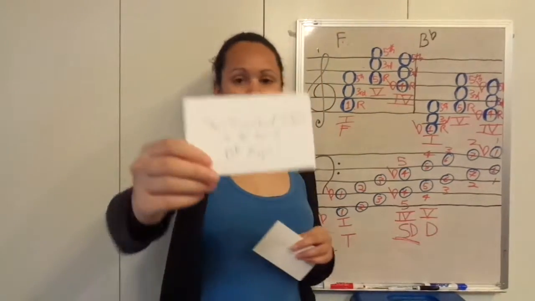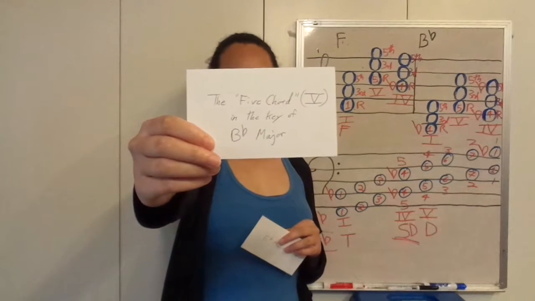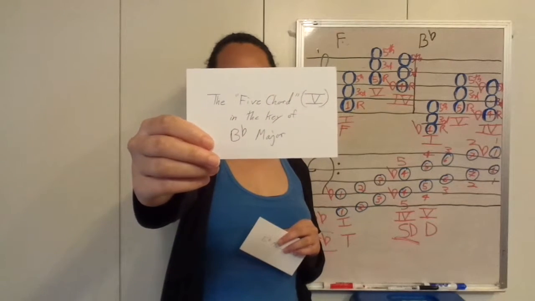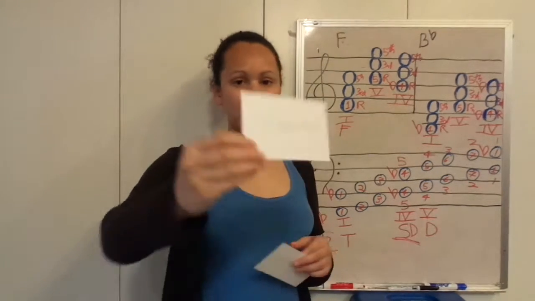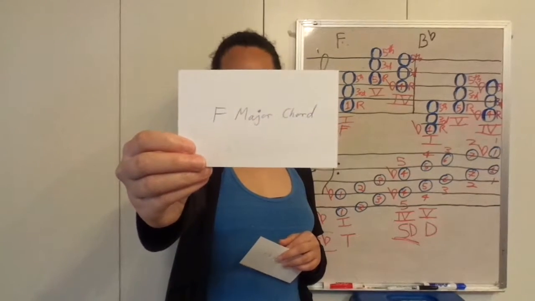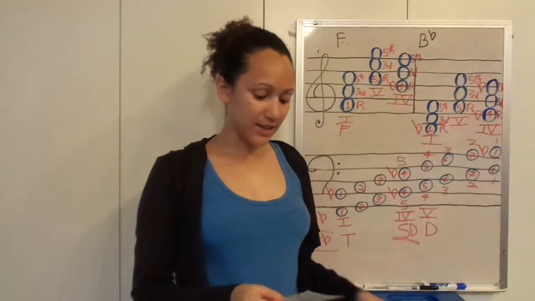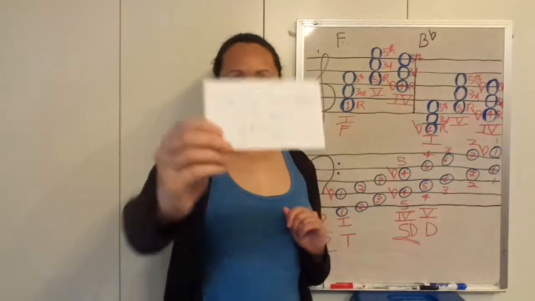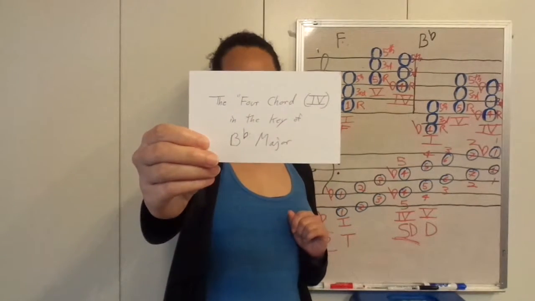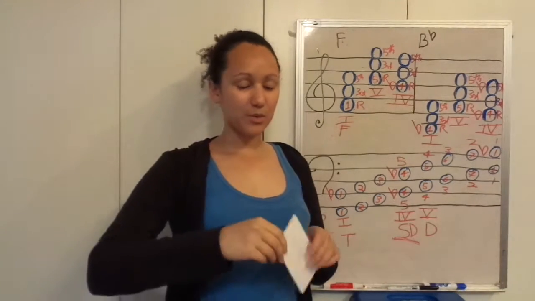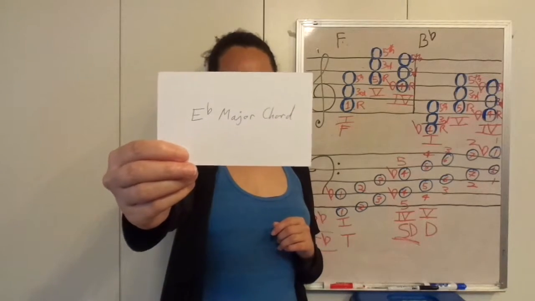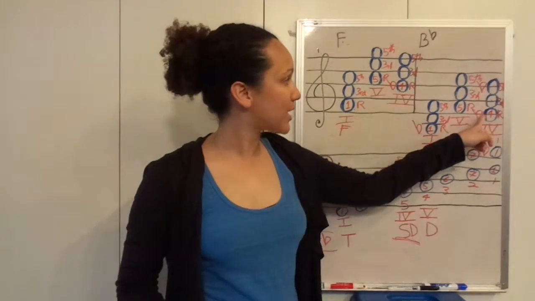5 chord will be the F major. So 5 chord in the key of B flat major, and that will be our F major chord. And finally, our 4 chord in the key of B flat major, and that would be the E flat major chord, our 4 chord, this one right here.